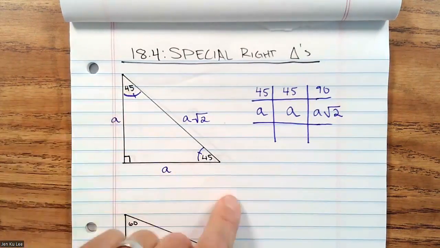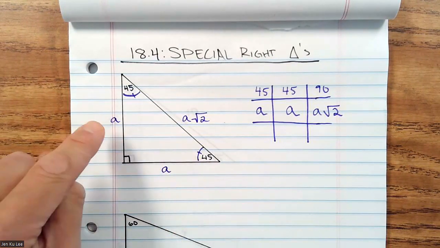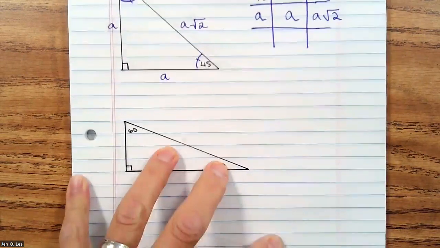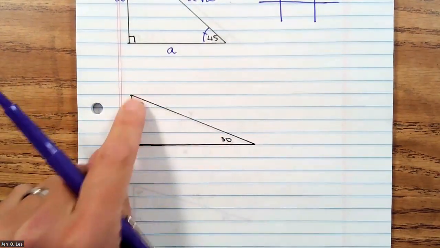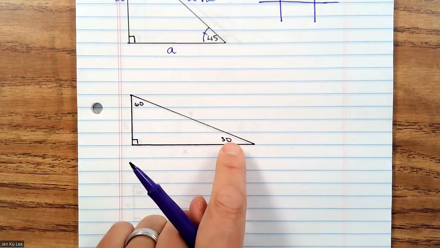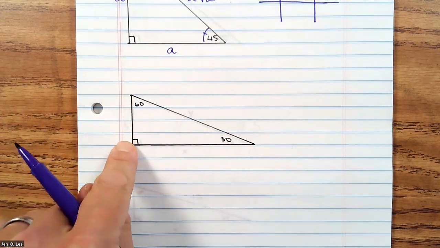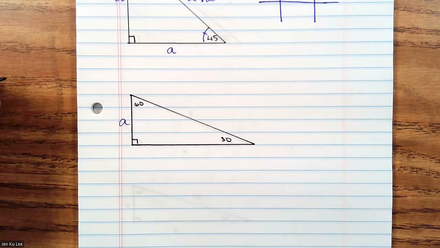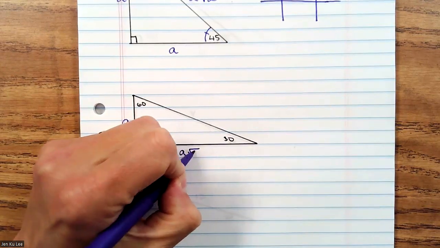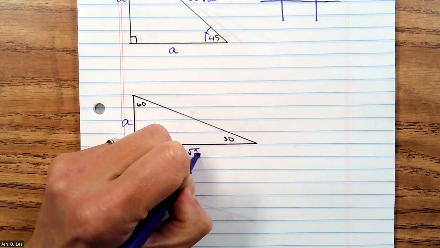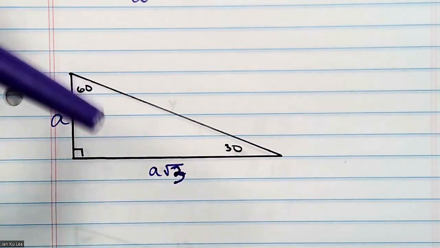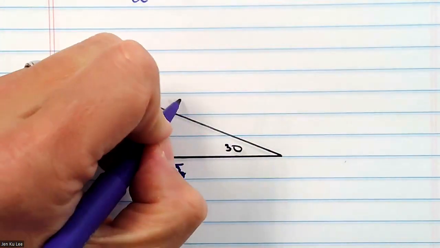So that is the ratio of the sides. Across the 45 is A, across the other 45 is A, across the 90 is A square root of 2. The next special right triangle that we have is called a 30-60-90, because that is the angle measures. And the ratio of the sides works out like this. Across the 30-degree angle, that side is my A. Across the 60-degree angle, that side is A square root of 2. Oh, sorry, not 2, of 3. A square root of 3. And then across the 90-degree angle, that side, my hypotenuse, is going to be 2A.